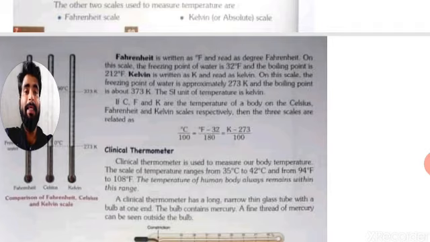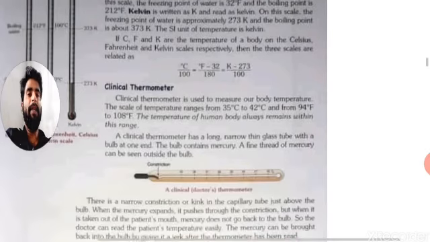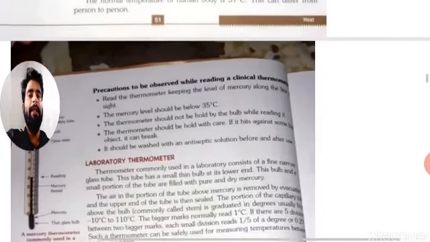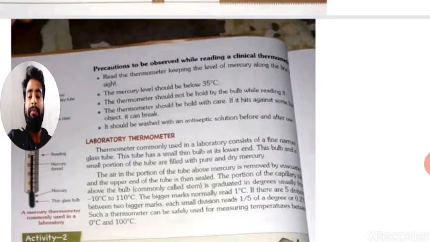Second one is laboratory thermometer. Easily here we can see the laboratory thermometer. It's a fine narrow glass tube, bulb at its lower end. Why is mercury used in a thermometer? Because it is shiny, does not stick to the glass tube, and expands uniformly as the temperature rises.